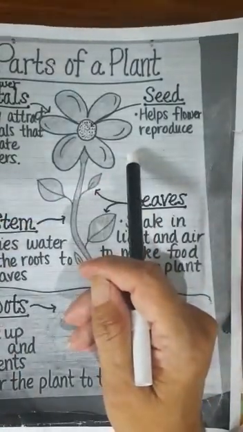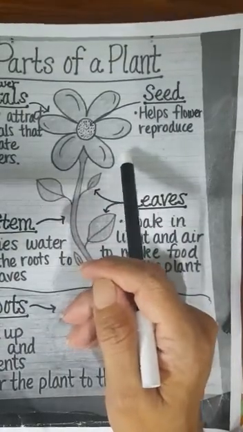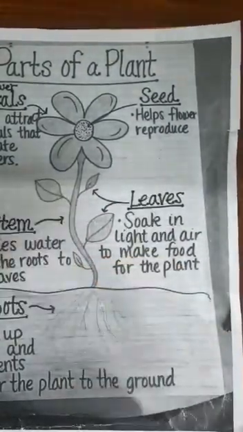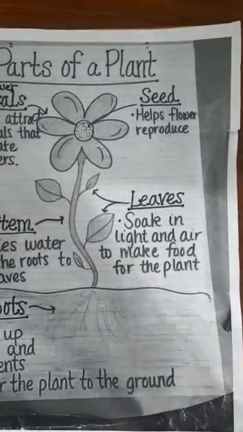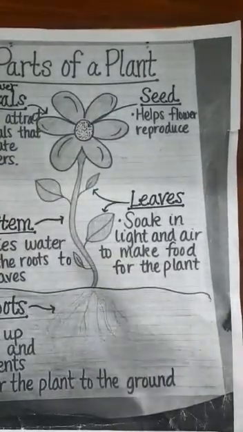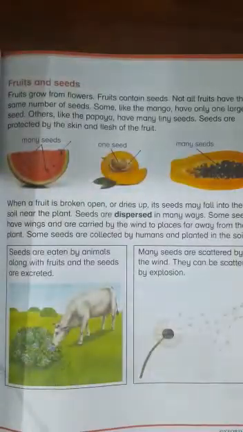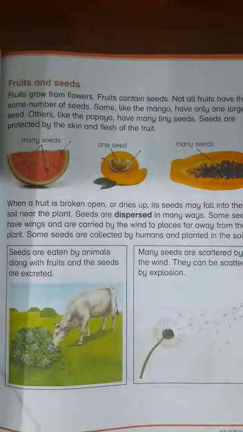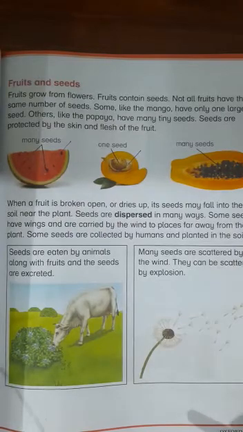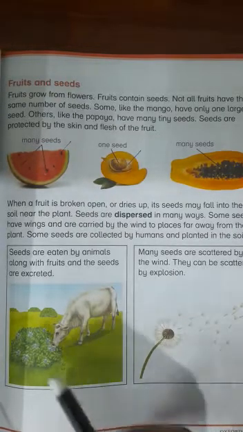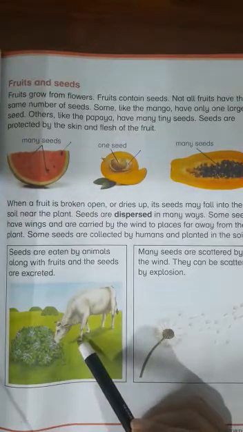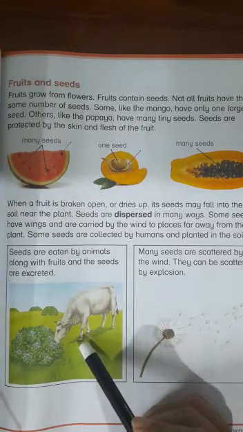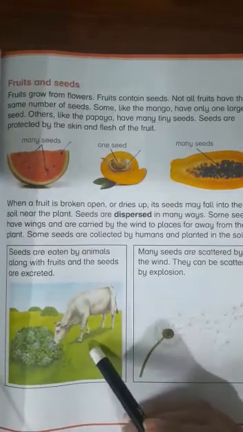How these seeds are taken from one place to another, there are a number of ways. I am going to discuss in short those ways in which the seeds are carried from the plant to the soil. When a fruit is broken open or it dries up, its seeds fall from the plant to the soil. This is called dispersal of seeds, and its different ways are as follows. Number one, by means of the animals. When the animals eat fruit, the seeds are too hard to be digested, so they are excreted.